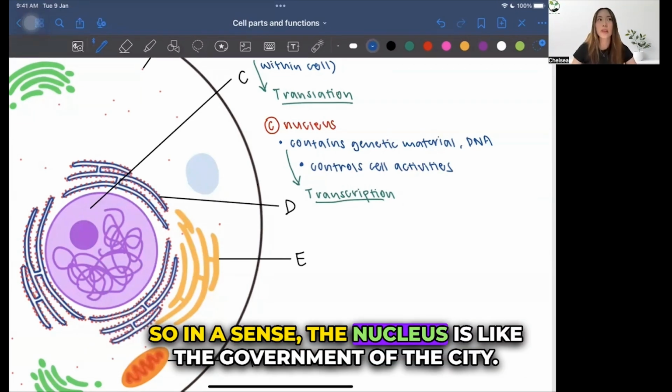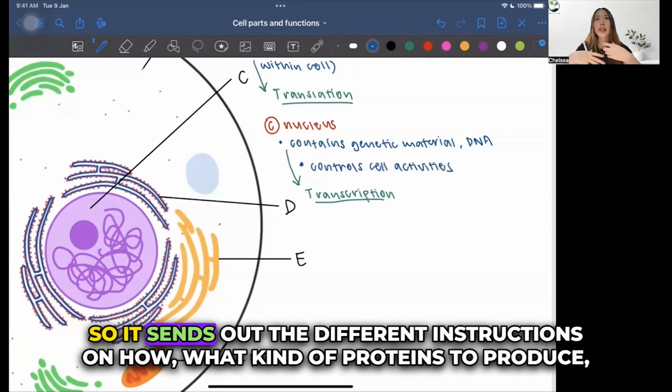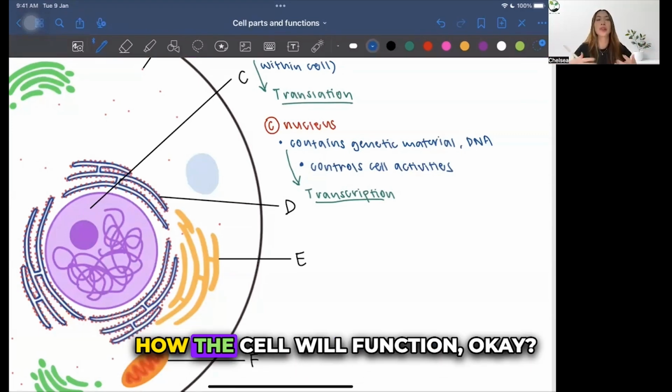So in a sense, the nucleus is like the government of the city. It sends out the different instructions on what kind of proteins to produce, how the cell will function.